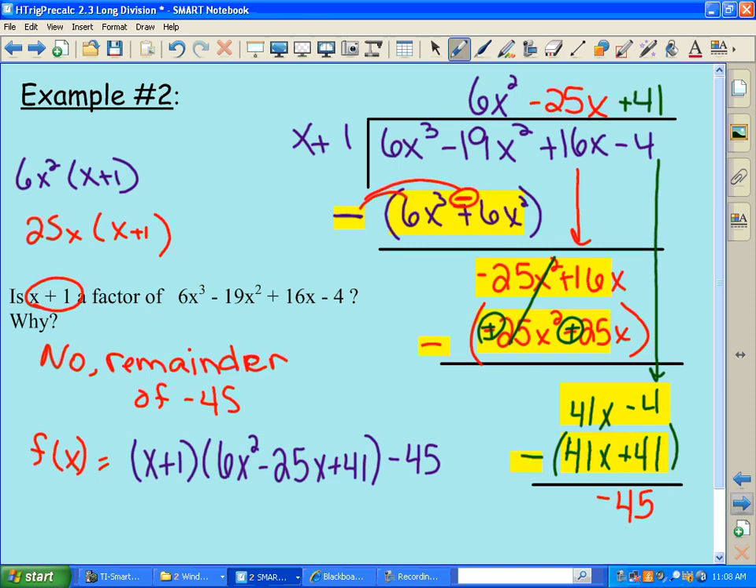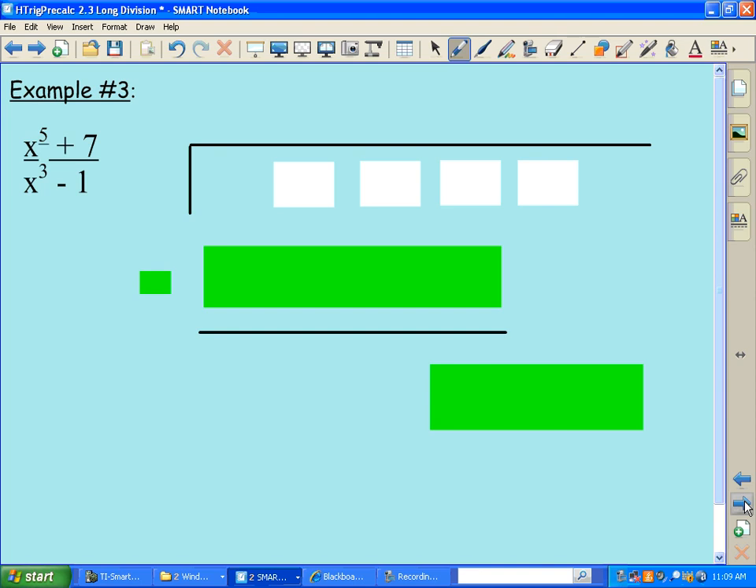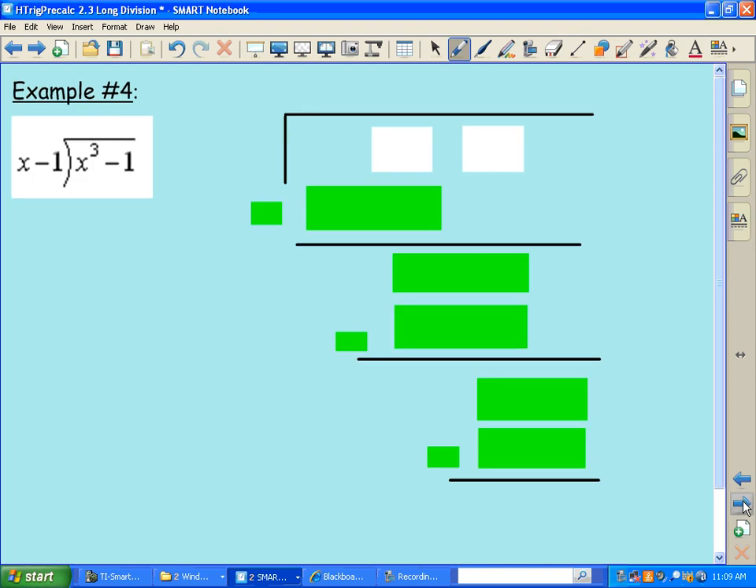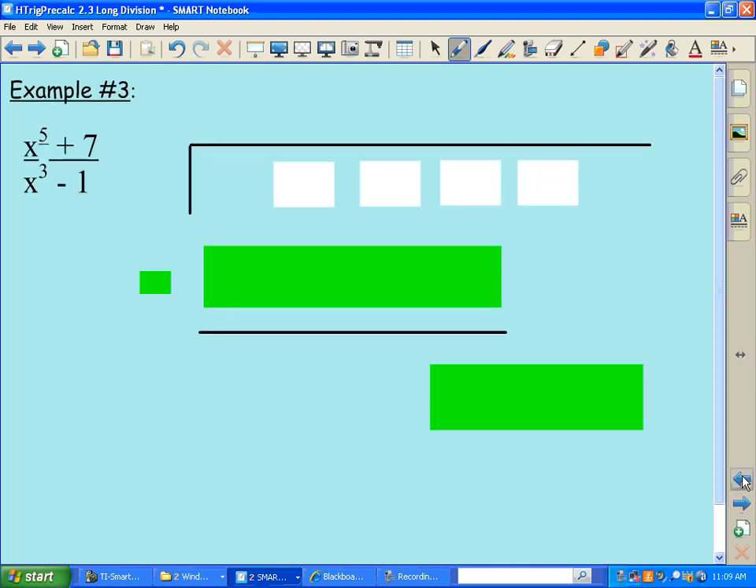So that's why we're writing the answer in this way, because they're equivalent. But you don't need to write the original function again, just keep it as f of x. Questions? It's fun, right? So let's try one more. We did x to the 5th plus 7 divided by x cubed minus 1.